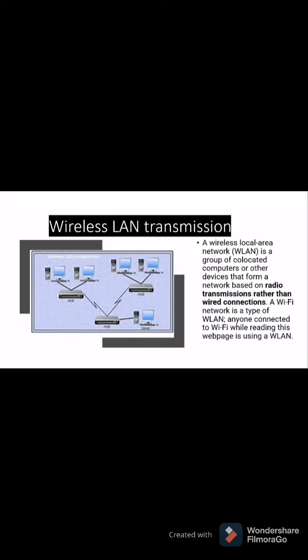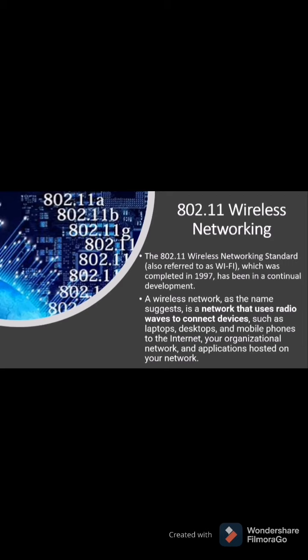Wireless LAN transmission. A wireless LAN, or WLAN, is a group of colocated computers or other devices that form a network based on radio transmission rather than a wired connection. A Wi-Fi network is a type of WLAN. Anyone connected to Wi-Fi while viewing this web page is using WLAN. Then 802.11 networking, which was completed in 1997 and has been in continual development up to this day.